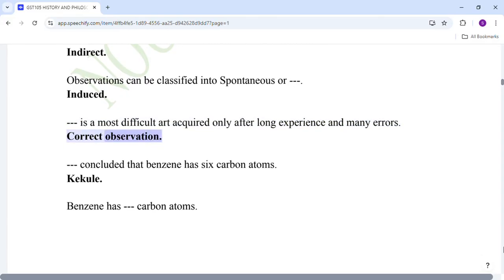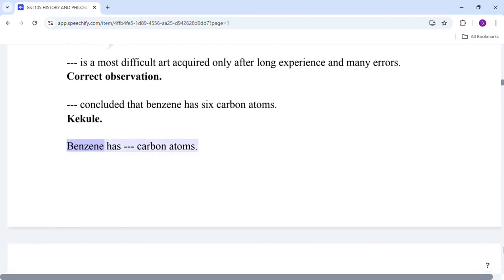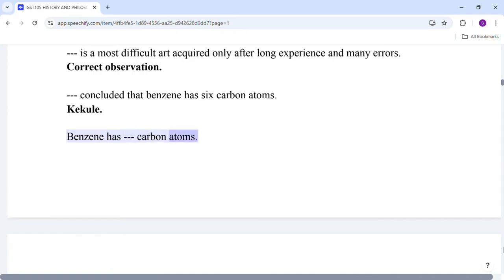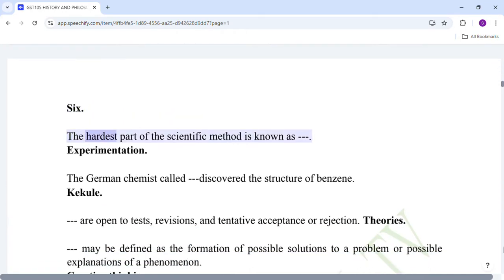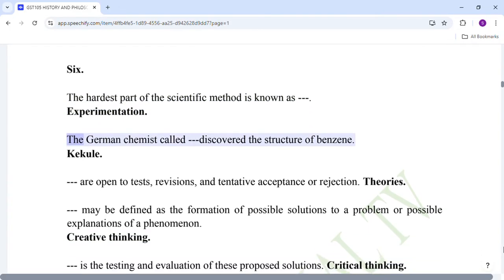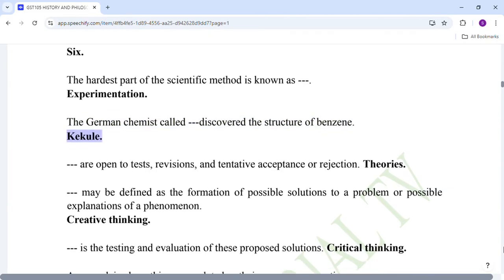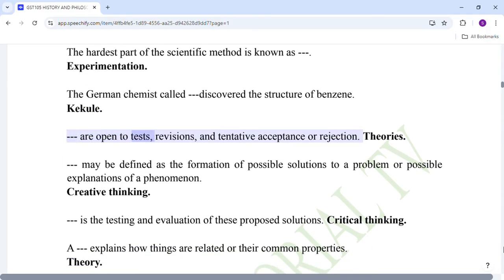Calcul concluded that benzene has 6 carbon atoms. The hardest part of the scientific method is known as experimentation. The German chemist Kekulé discovered the structure of benzene. Theories are open to tests, revisions, and tentative acceptance or rejection.